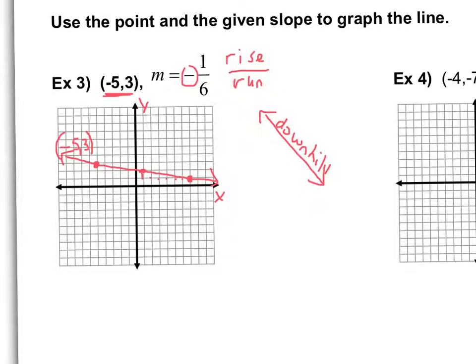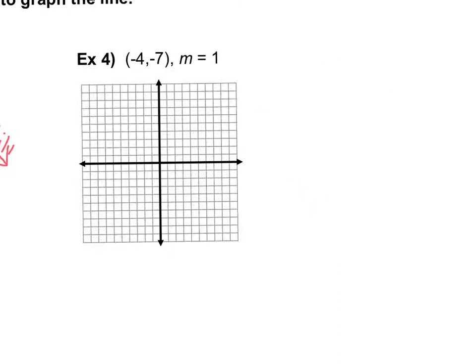Let's do another one. All right, here I'm going to do the same thing. So I'm going to graph this point first, and then I'm going to use the slope to find other points on the line. Now remember, if you look at the slope, this slope is a positive 1, which means it's going to be an uphill line. So positive lines go uphill and negative lines go downhill. So start at negative 4, negative 7.